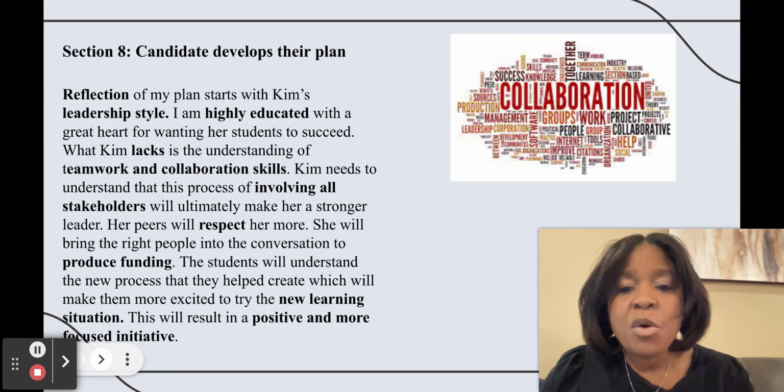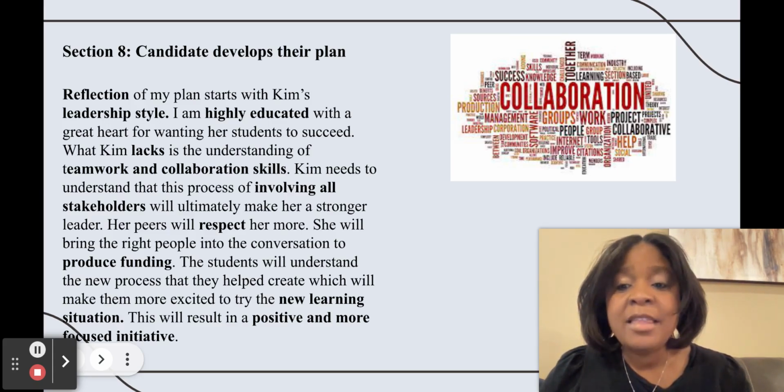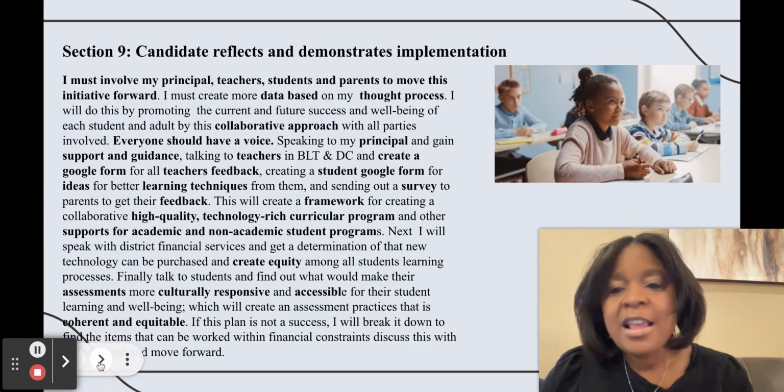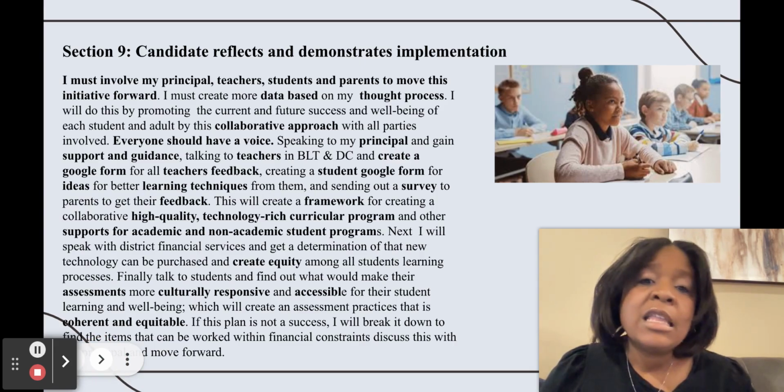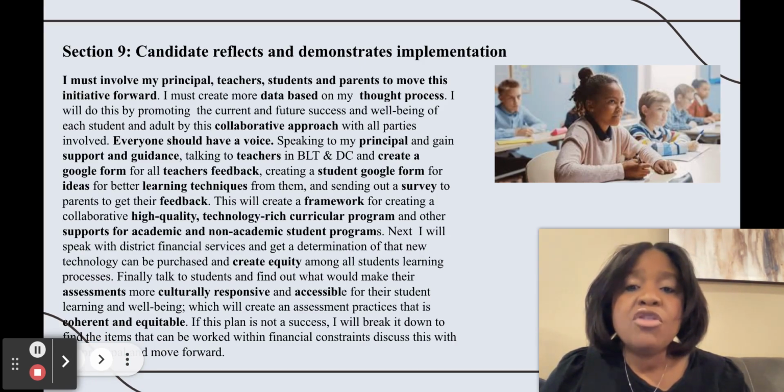And the students will understand the new processes that they helped create, which will make them more excited to try the new learning situation. This will result in a positive and more focused initiative. Section 9, candidate reflects and demonstrates implementation. I must involve my principal, teachers, students, and parents to move this initiative forward.